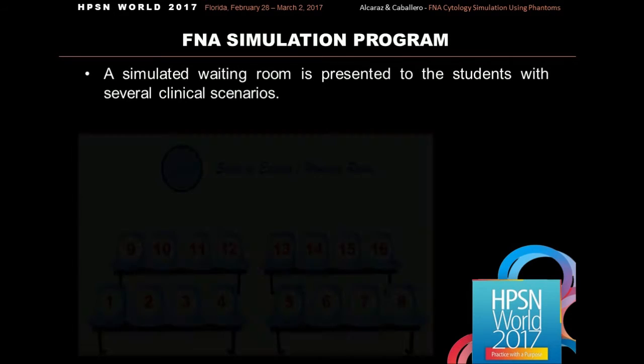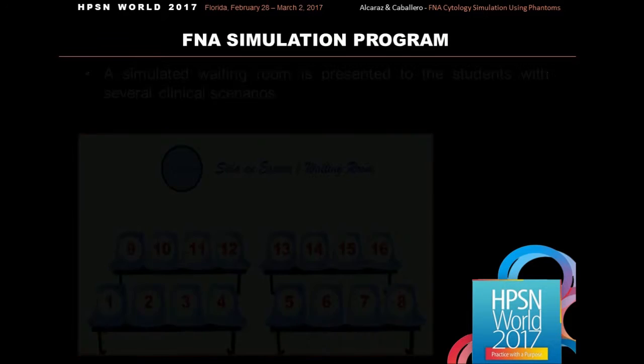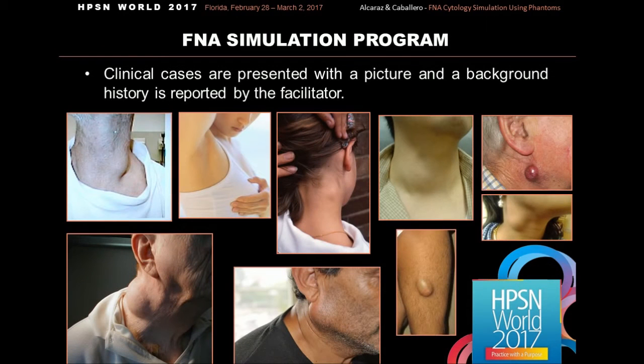A simulated waiting room is presented to the students with several clinical scenarios. Currently, we have around 50 different clinical cases developed, including inflammatory, infectious, and neoplastic diseases. Clinical cases are presented with a picture, and a background history is reported by the facilitator.